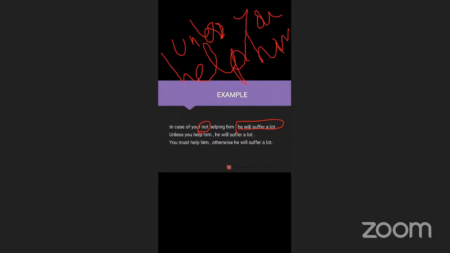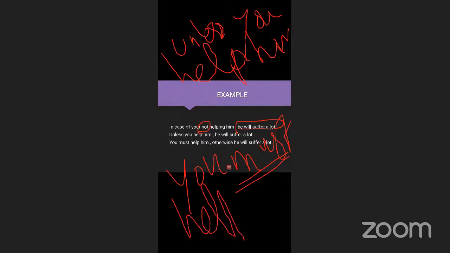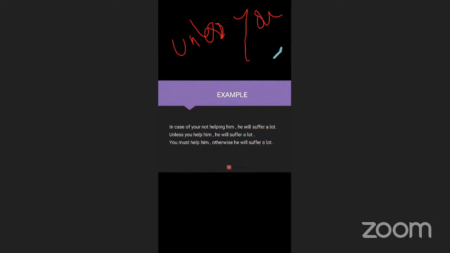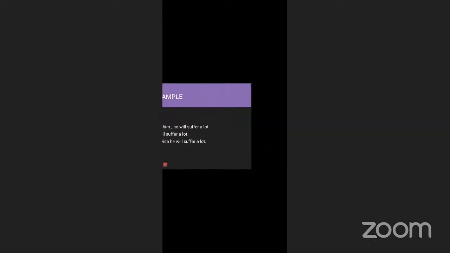Then, this is something like a compulsion or obligation we will tell. So you must or you should help him, or he will suffer a lot. That is the first question. The next one: unless you help him, he will suffer a lot. You must help him, otherwise he will suffer a lot. That is an example given. Then we can go to the exercise part.